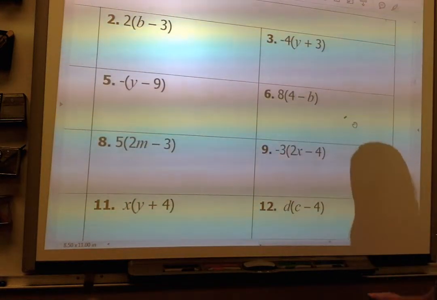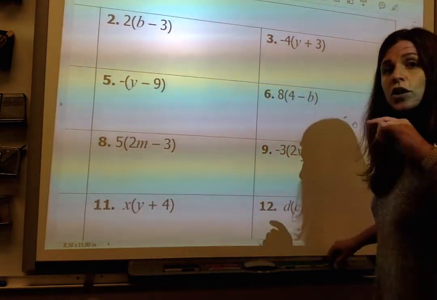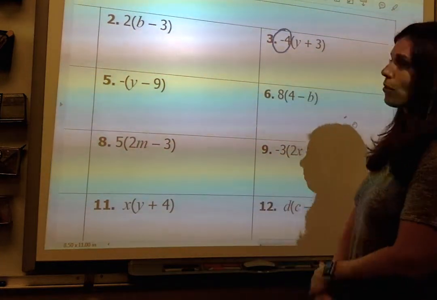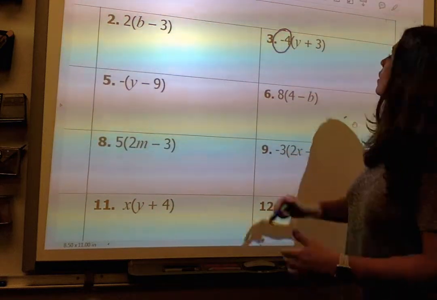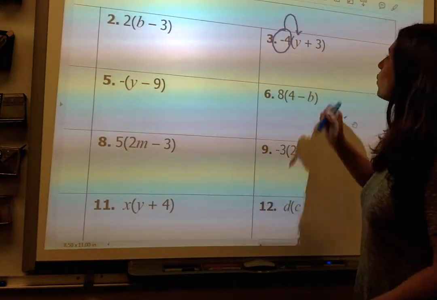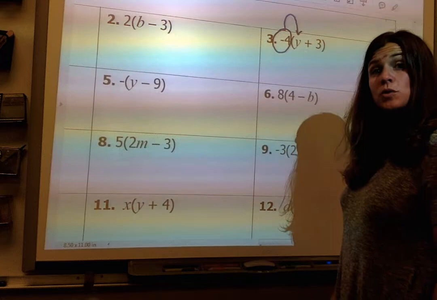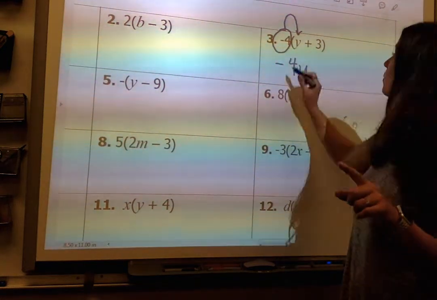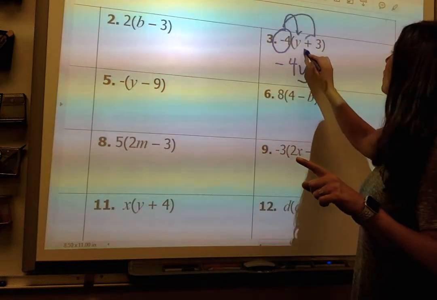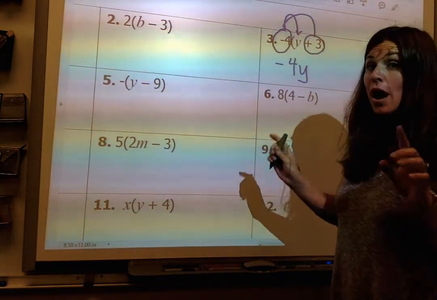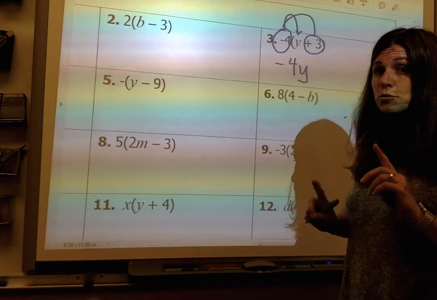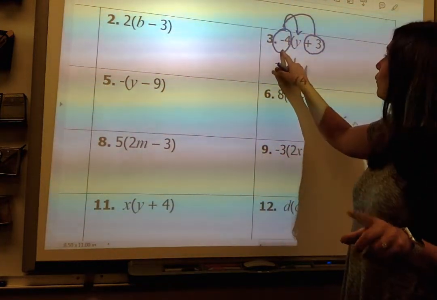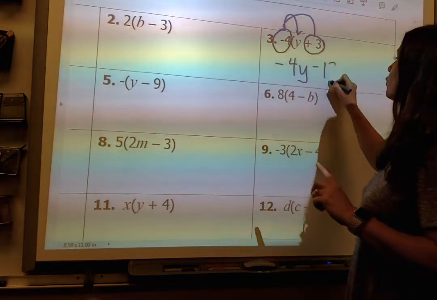So if you look at number 3, distributive property says you're going to distribute using multiplication this outside term, and it's a constant term, right? So I'm going to multiply negative 4 times y. Negative 4 times y is negative 4y. Now we're going to distribute this negative 4 to a positive 3. Remember, I don't say addition, I don't say subtraction. It is just a positive integer. So a negative 4 times a positive 3 is a negative 12.